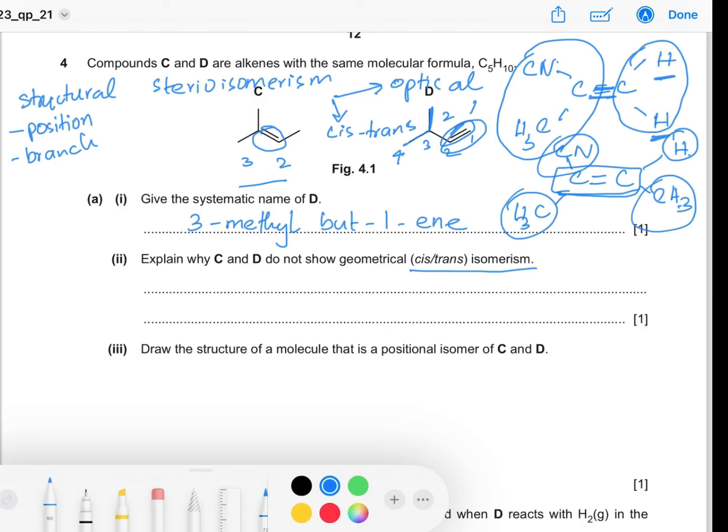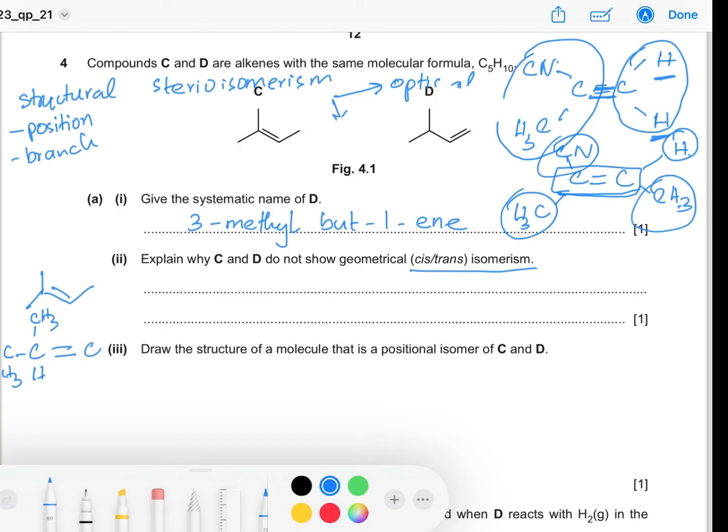And now they're asking why C and D do not show cis-trans isomerism. So let's expand the structure of C and D. This is C. So you have CH3, CH, CH3 again, and this carbon atom is double bonded to a carbon atom that's bonded to CH3 and then a hydrogen atom. Now as you can see, this carbon atom is bonded to 2 methyl groups, which means it cannot form a cis-trans isomer. Let's look at D.